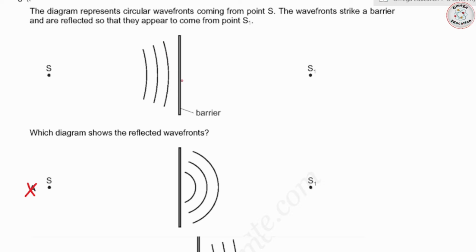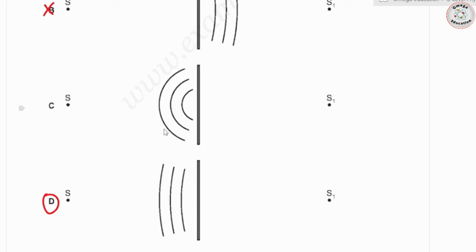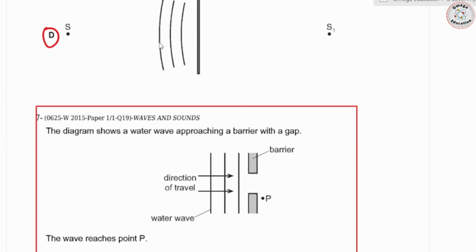And these ones are your incident wavefronts. We had to choose between C and D because C and D both show the waves being reflected in the same medium, but we discarded C because C shows the wavefronts changing their shape, which does not happen in reflection. All right, moving on to the next one.